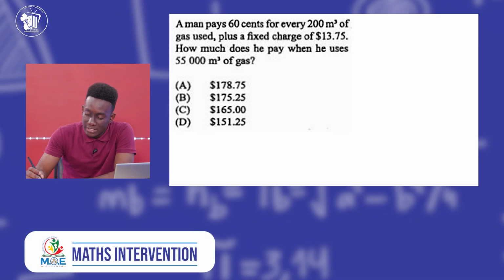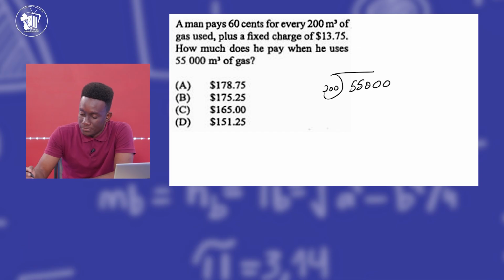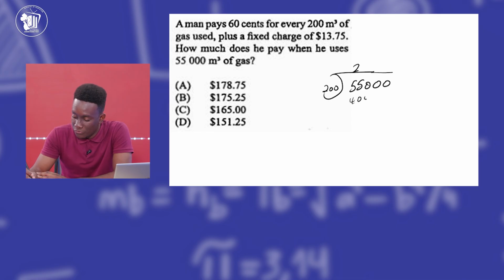So let's divide. So we'll have 55,000 divided by 200. So 200 can go into 5, 200 can go into 55, 200 can go into 550. So we know that can go 2 times. 2 times 200 will give me 400. So we subtract here, and we'll get 150. So we bring down the 0. So 200 can go into 1,500 7 times.